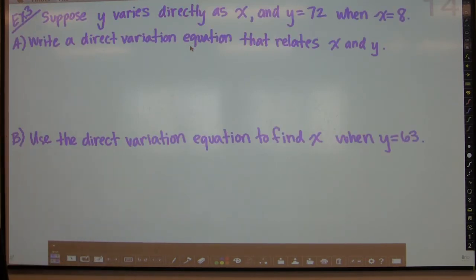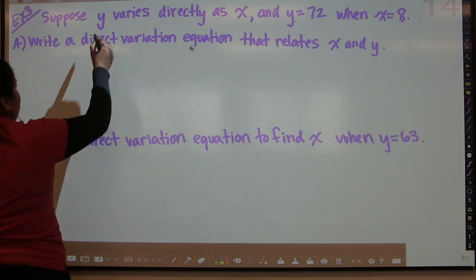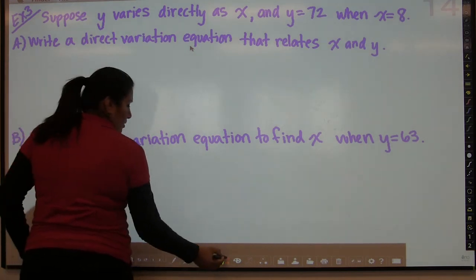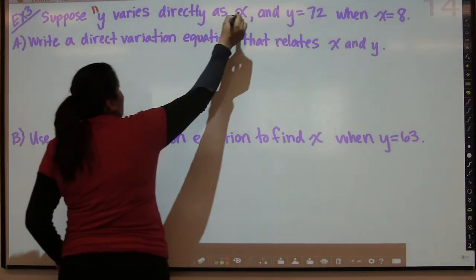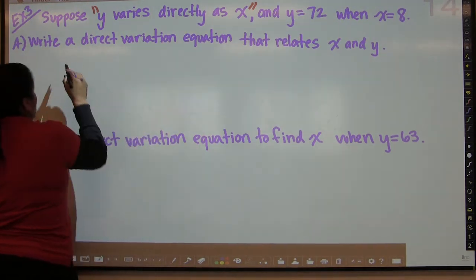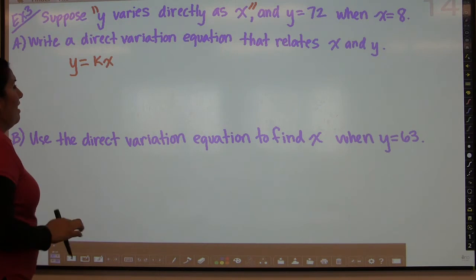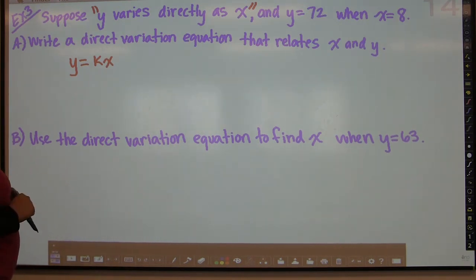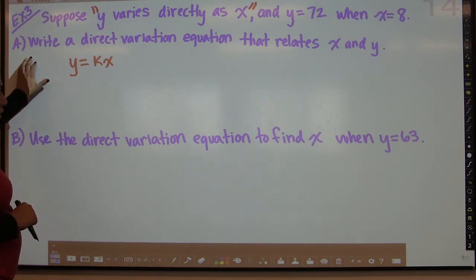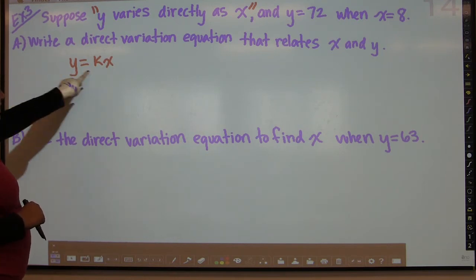So here we go. In example 3, we're actually going to write and solve a direct variation equation. So it says, suppose that y varies directly as x. And by the way, whenever you see this phrase, y varies directly as x, that is a huge indicator that you're going to have y equals kx. Alrighty? So that I already know, just from that sentence right there. And then it says that y equals 72 when x equals 8. So the problem here is that when it says in part A, write a direct variation equation that relates x and y, I have to know what k is.